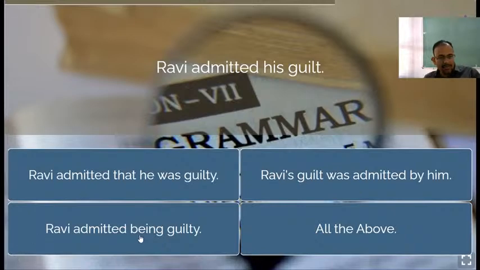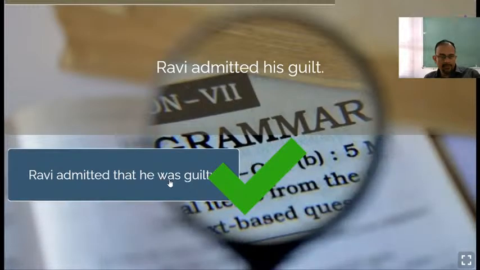Therefore, a single sentence. Therefore, it is the example of a simple sentence, right? Then, Ravi admitted being guilty. It is also a simple sentence because there is only one subject and one verb. So if there is one subject and one verb, then always remember it is a simple sentence, right? Now let's move on to the next one.